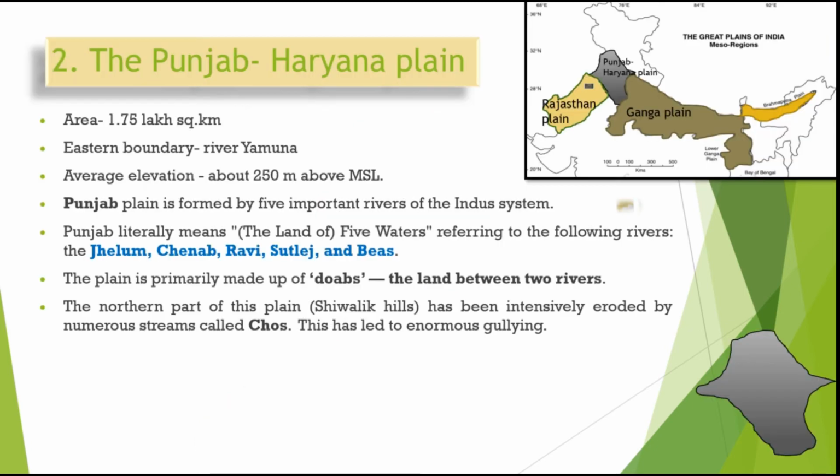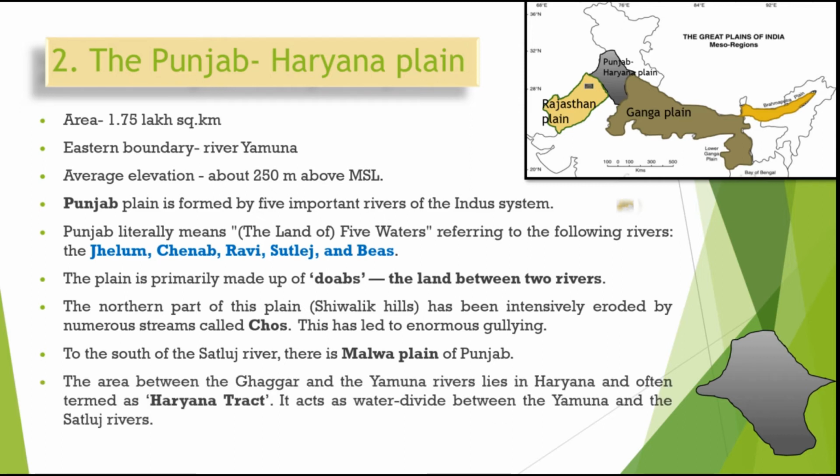The northern part of the Punjab plain, close to the Shivaliks, has been intensively eroded by the numerous streams called chos. Chos are the local names of the small streams found here. This erosion has led to enormous gullying in this region. As we said earlier, to the south of the Satluj river lies the Malwa plain of Punjab.